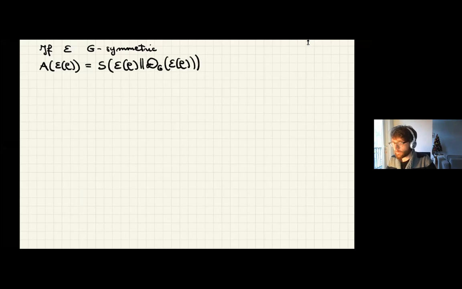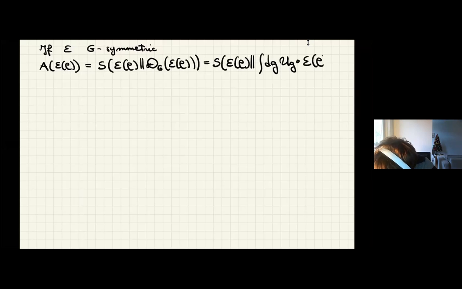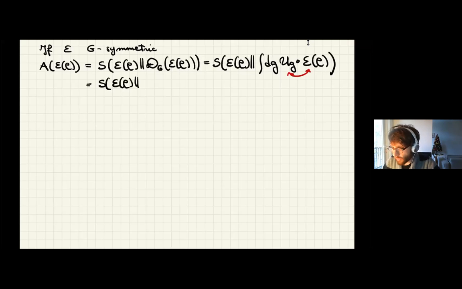Well, let's use the definition of this group average. This is an integral over all possible group actions applied on your state. But now we can use the assumption that your epsilon, your channel, is symmetric. Because it's symmetric, it commutes with your symmetry group. So I can exchange these two. So I get the relative entropy between epsilon of rho and, after exchanging, I just rewrite the integral as one thing.